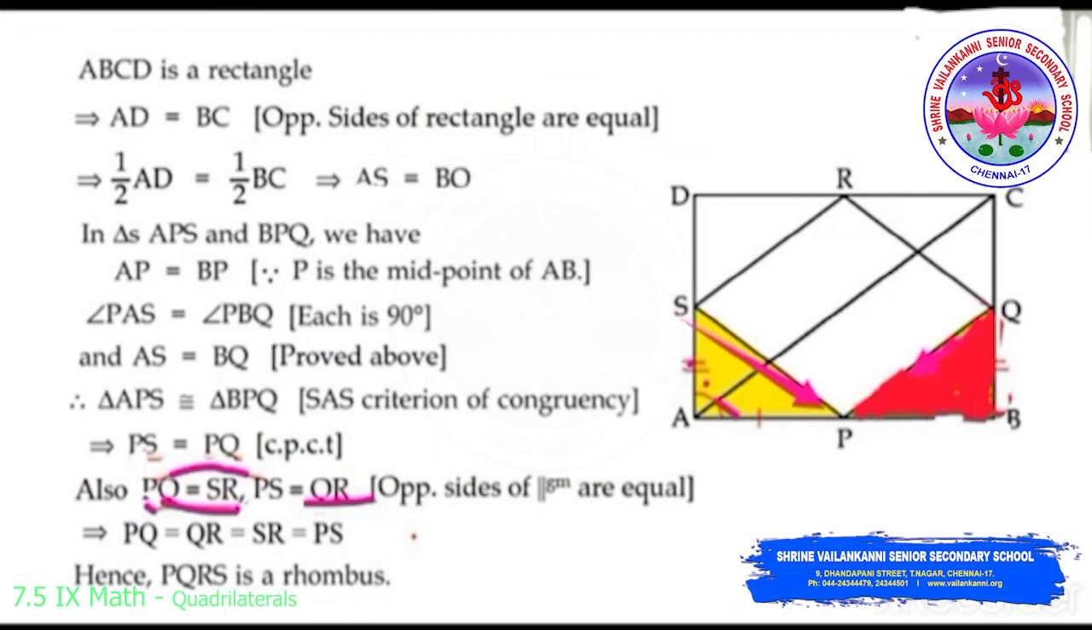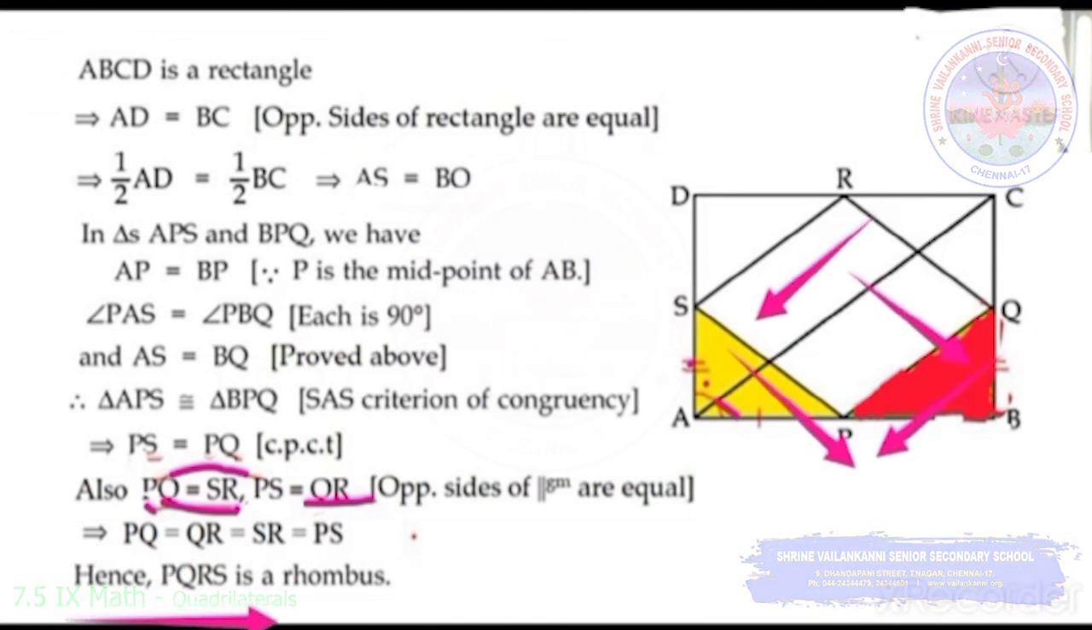Already we proved that PQRS is a parallelogram. So the opposite sides in a parallelogram are equal. We get PQ is equal to SR and PS is equal to QR. But PS is equal to PQ, and PQ is equal to SR and PS is equal to QR. So I got PQ is equal to QR is equal to SR is equal to PS. The parallelogram gets the shape of a rhombus. Hence PQRS becomes a rhombus.